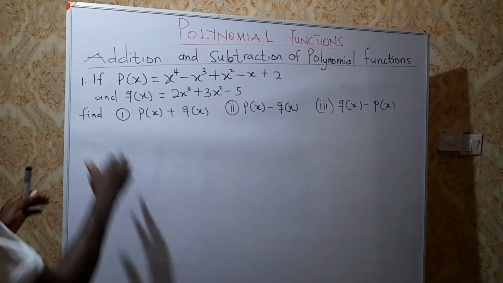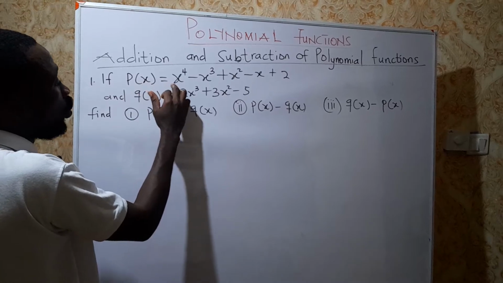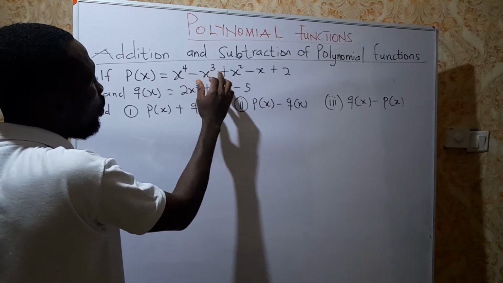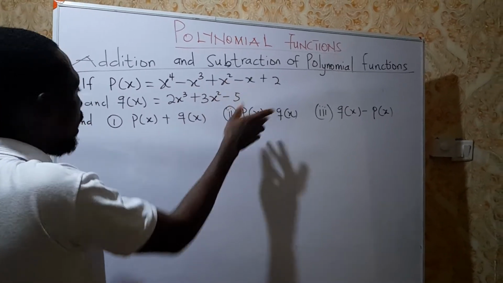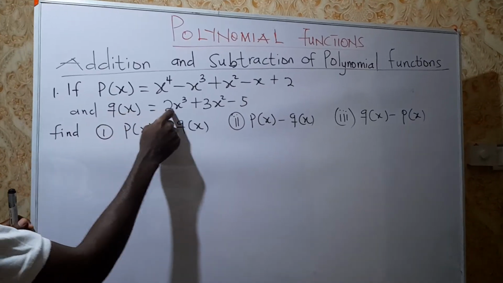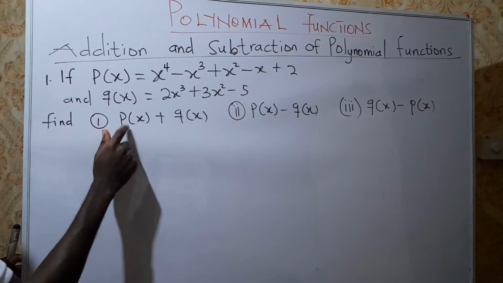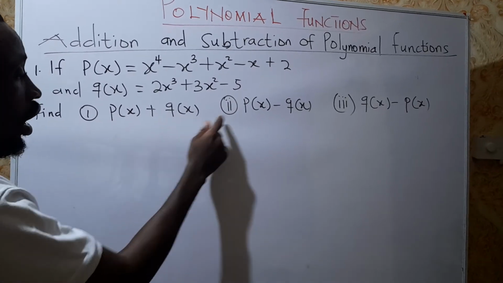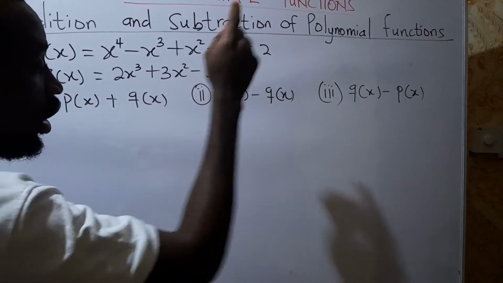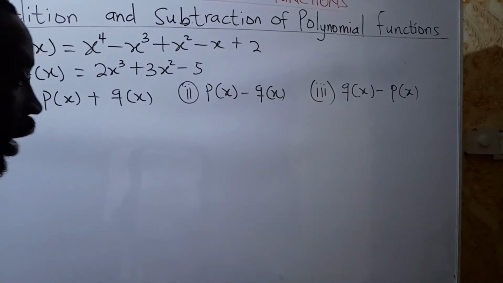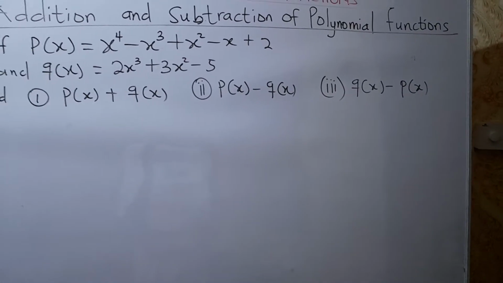For example, say the polynomial p of x is equal to x exponent 4 minus x cubed plus x squared minus x plus 2, and q of x is 2x cubed plus 3x squared minus 5. We should find one, p of x plus q of x, two, p of x minus q of x, and three, q of x minus p of x. So how do we do that?